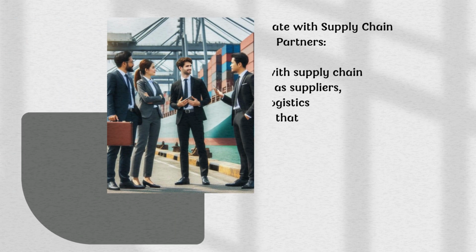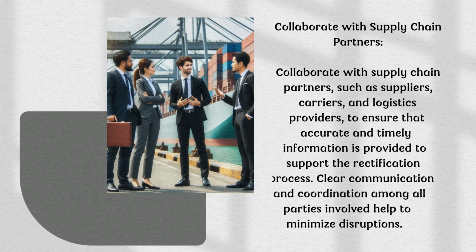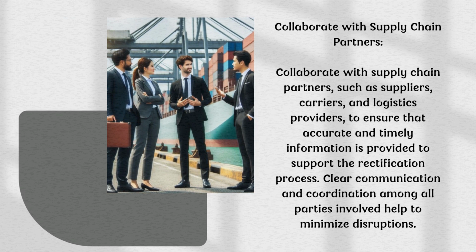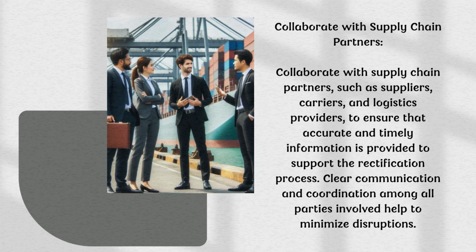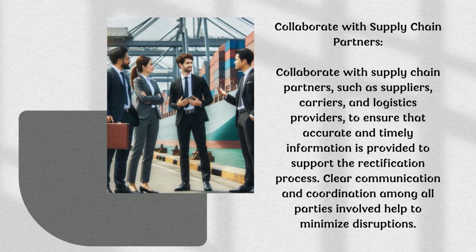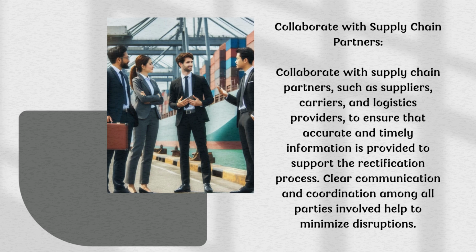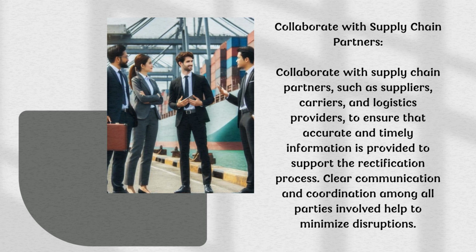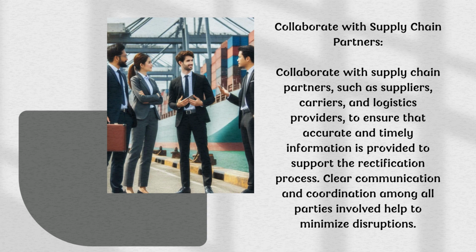Collaborate with supply chain partners. Collaborate with supply chain partners, such as suppliers, carriers, and logistics providers, to ensure that accurate and timely information is provided to support the rectification process. Clear communication and coordination among all parties involved help to minimize disruptions.